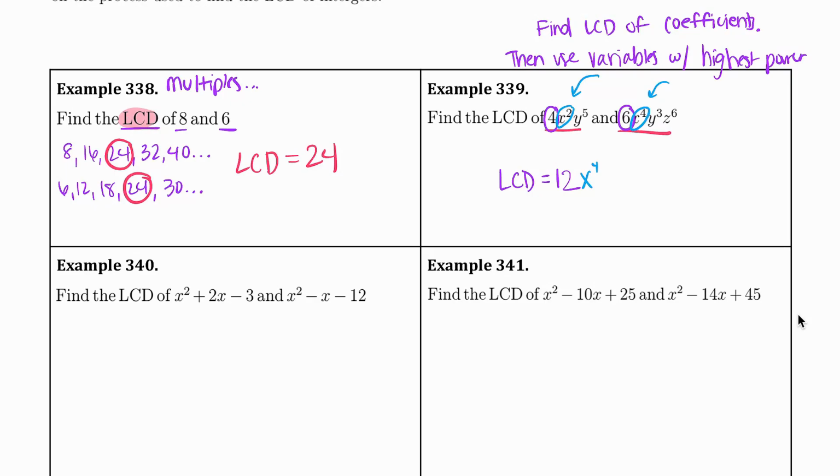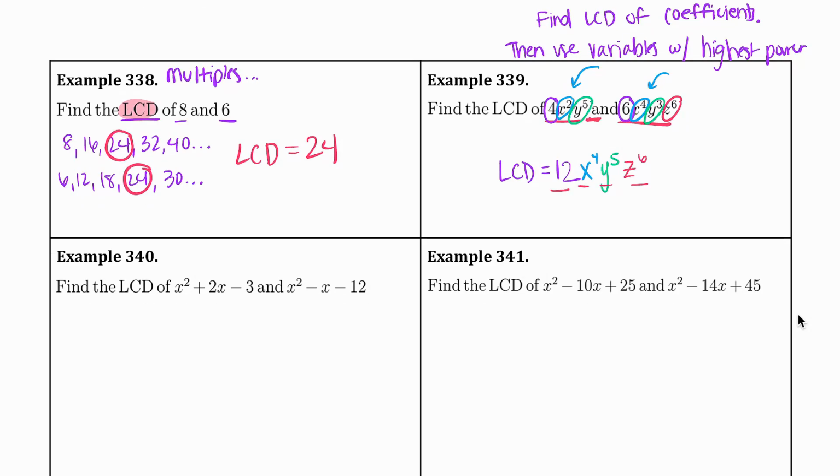Then if we do the same thing for our y's, y to the fifth and y to the third, we're going to use y to the fifth. For our z's, this one doesn't have any z, and this one has z to the sixth, so we're going to use z to the sixth. So that's how we find our least common denominator when we have variables with powers. We find our number like normal, the smallest number that they both go into, and then we use the highest value of exponents. So 12, x to the fourth, y to the fifth, z to the sixth.